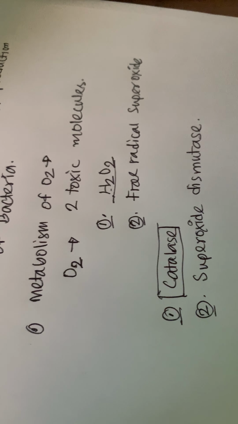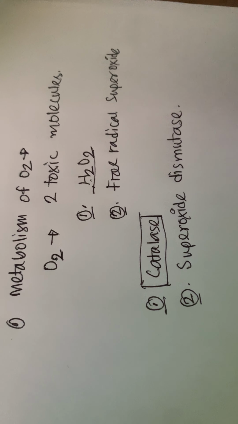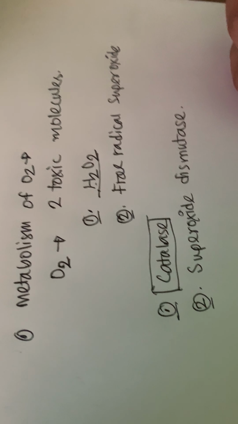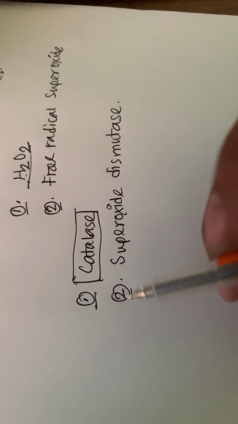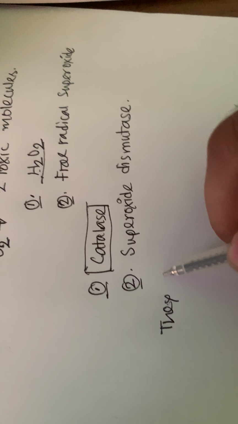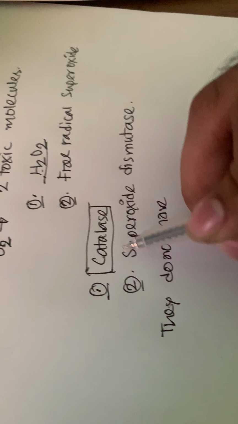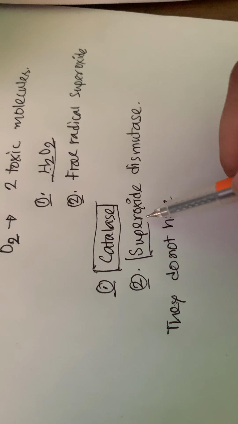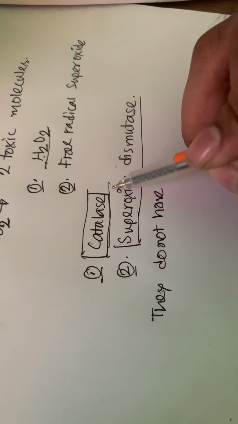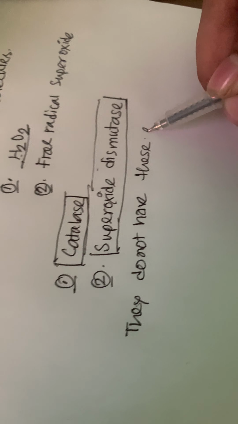So there are some bacteria which are anaerobic, which we call anaerobic. That means they cannot grow in the presence of oxygen. These bacteria do not have these two enzymes, superoxide dismutase and catalase.